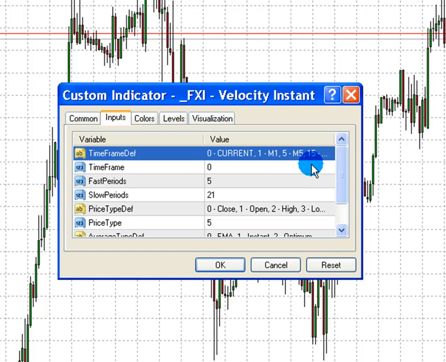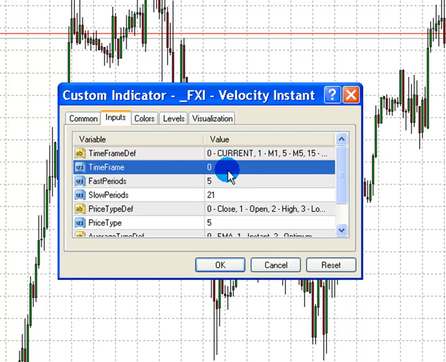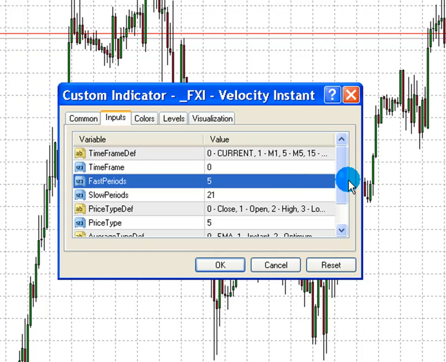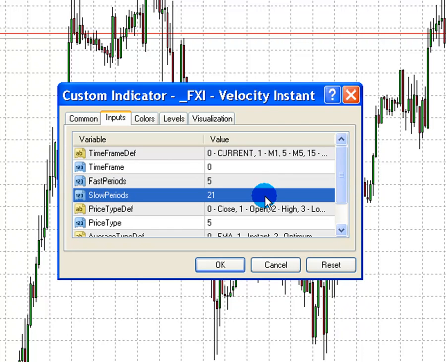Time frame def is just the acceptable inputs for time frame. 0 means the current time frame on the chart, 1 means 1 minute, 5 means 5 minutes, etc. We're going to look at the current time frame on the chart with a setting of 0. The fast and slow periods are the periods of moving average look back that we want to compare. In this case, we're looking at a 5 period versus a 21 period.